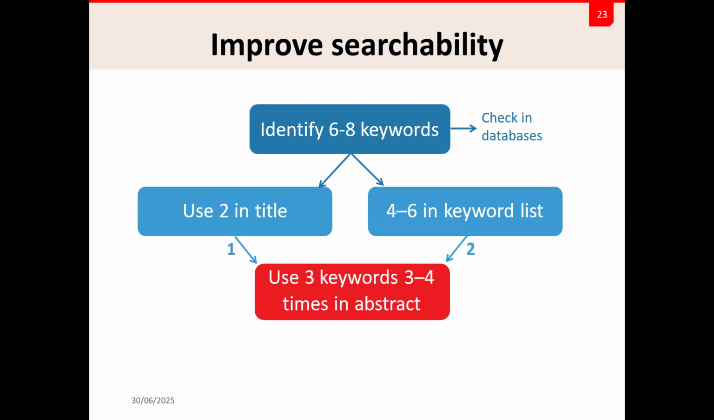And from the title take 1, and from the keyword list take 2, and put them in your abstract, and use those 3 keywords 3 to 4 times in the abstract. So what will happen when you put your keywords everywhere in your abstract and title? According to this strategy, you get 1 or 2 keywords in your title and at least 2 keywords from the keyword list in the abstract, used 3 to 4 times.